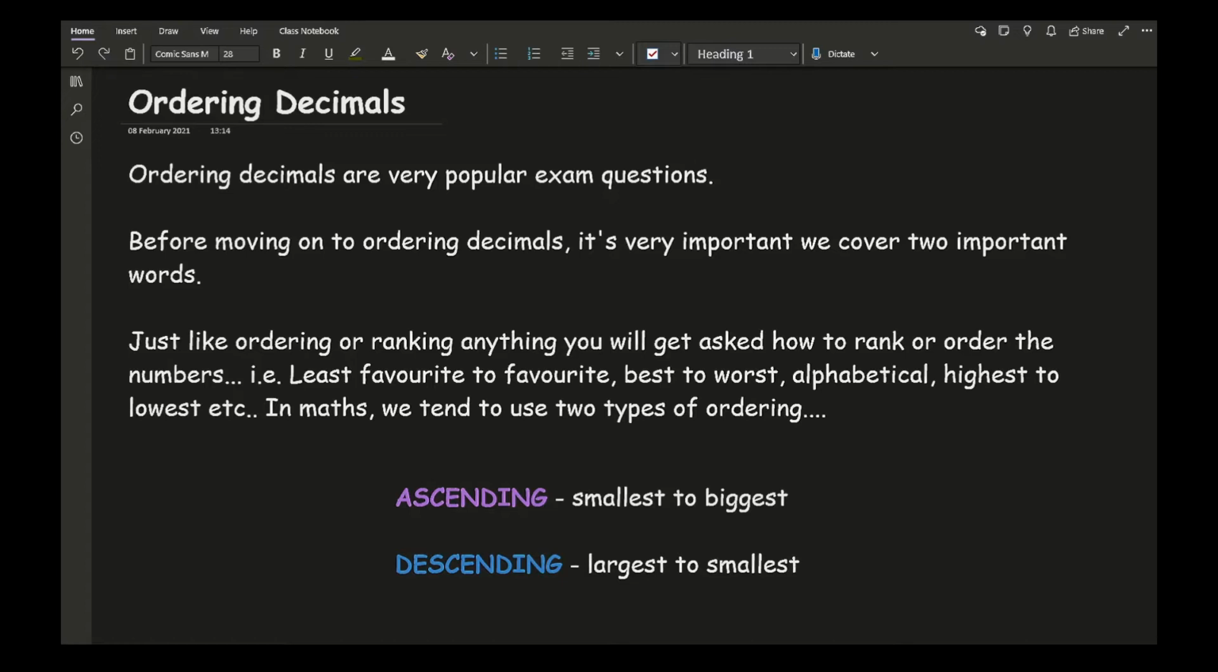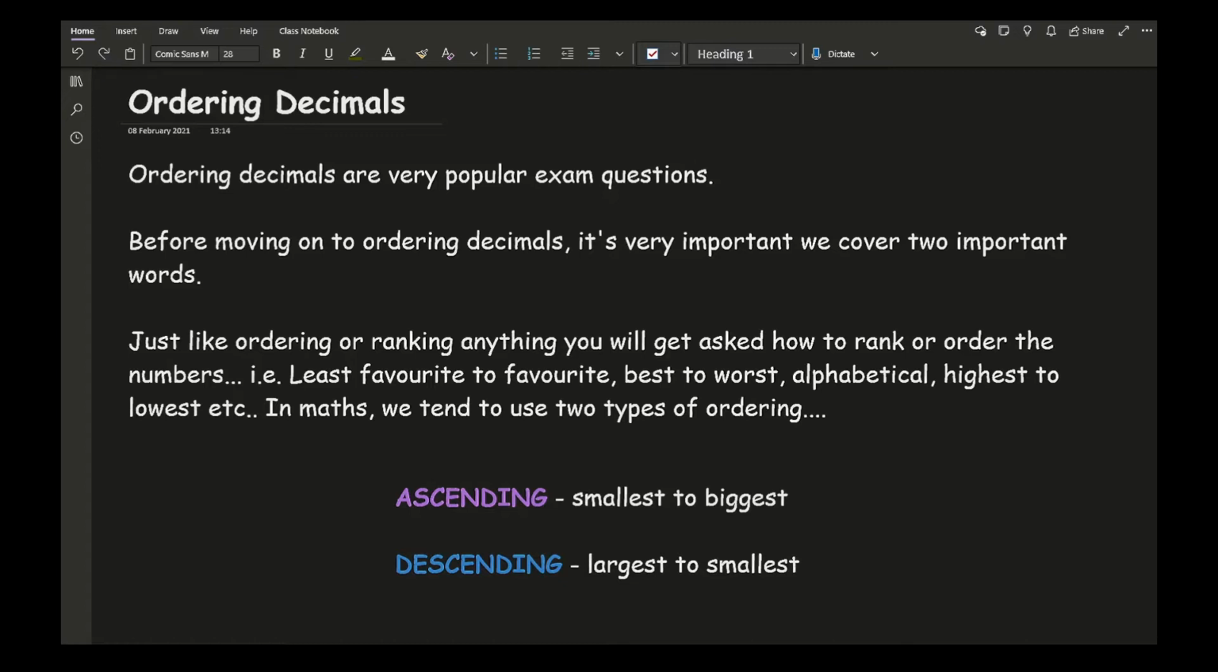Many of the errors that students make is getting these two words confused, so it's really important that you devise a method of recognizing what these two words mean and the difference between the two. How I personally choose to remember this, although it doesn't really make any sense, is A is like the first letter in the alphabet, so I always see that A is like the smallest letter. And then obviously D is going to be the opposite of that.